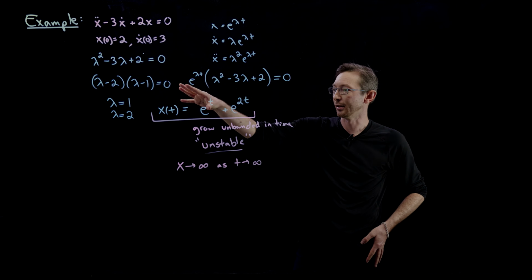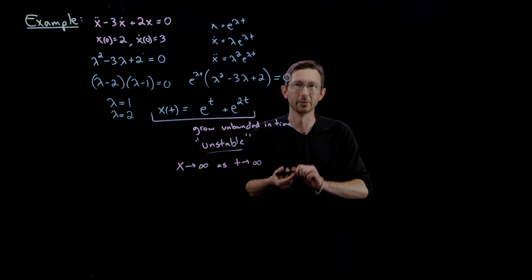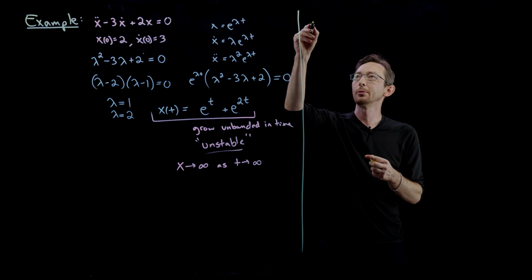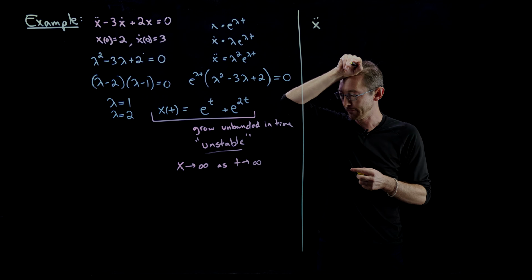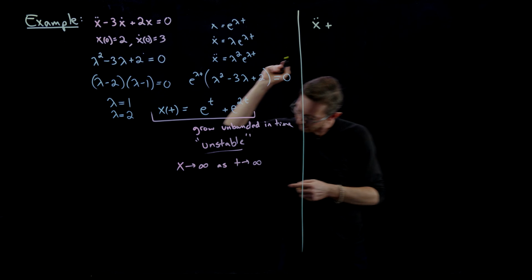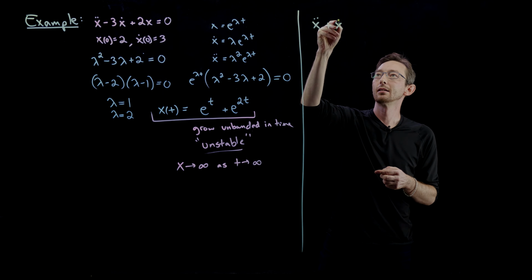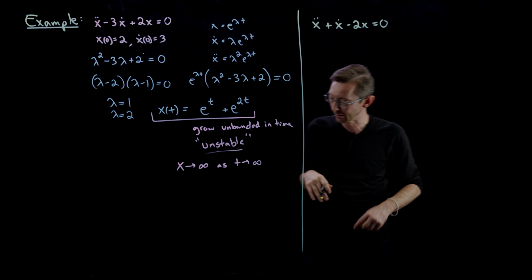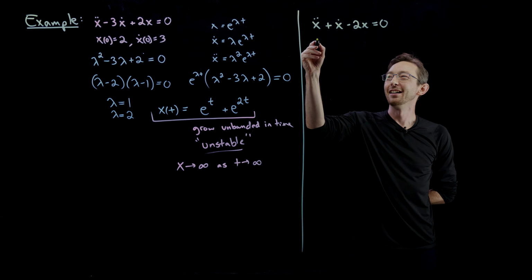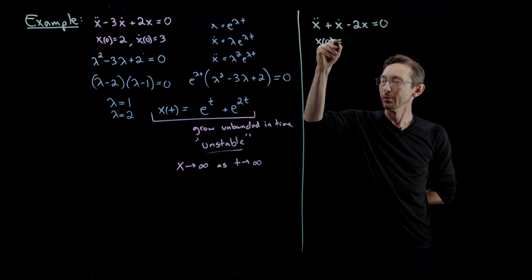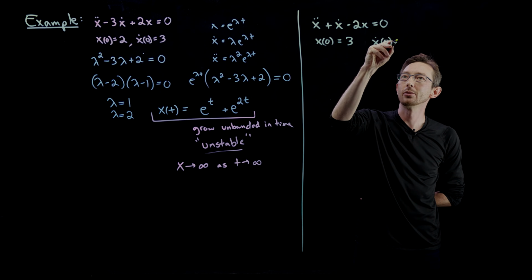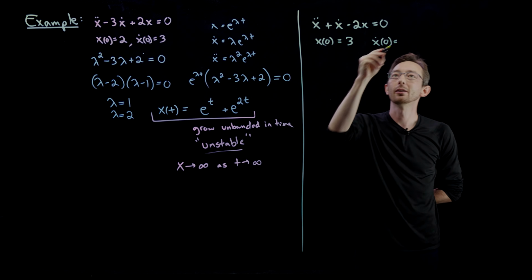I'm going to erase, do the same thing. Actually, do I need to erase? I don't. I'm just going to do it right here. Let's do one more example, x double dot plus x dot minus 2x. I'm just checking my notes because I've carefully crafted these coefficients to be really easy for me. X naught is going to equal 3. X dot naught is going to equal 0.